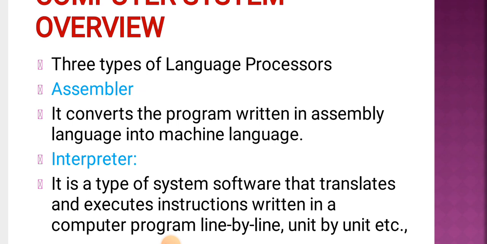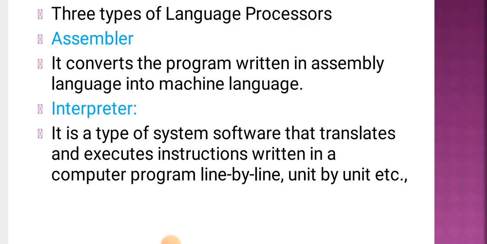And this language processor has three types. One is the assembler, second the interpreter, third one compiler. Now I'll tell you what is meant by assembler. It converts the program written in assembly language into machine language. So actually we have a different type of language, that is the assembly level language. Some symbols, we can't understand those symbols. Okay, so that symbols language is known as the assembly language. What this assembler is doing means it is converting the assembly level language into the machine level language. So it's doing the conversion. Okay, so that is the assembler.